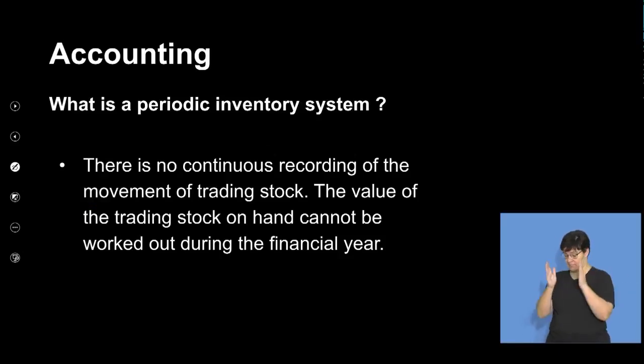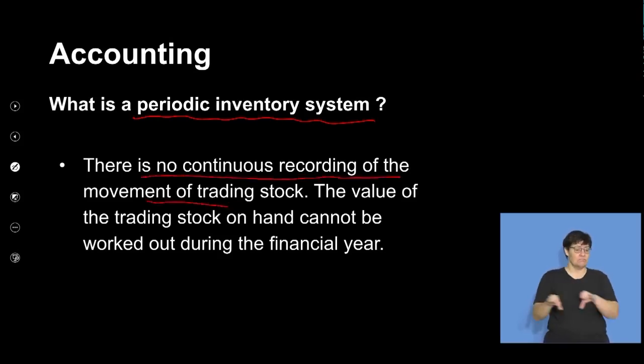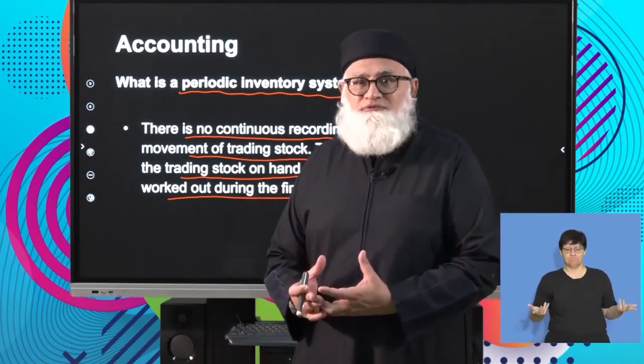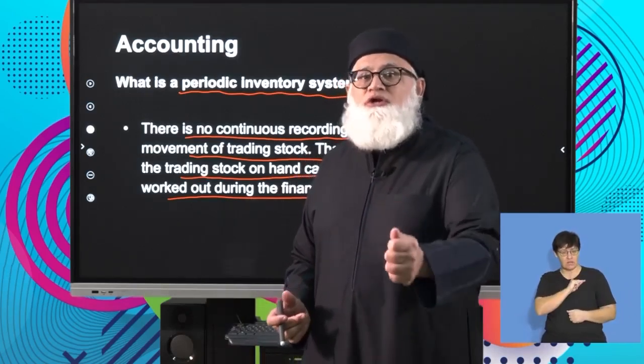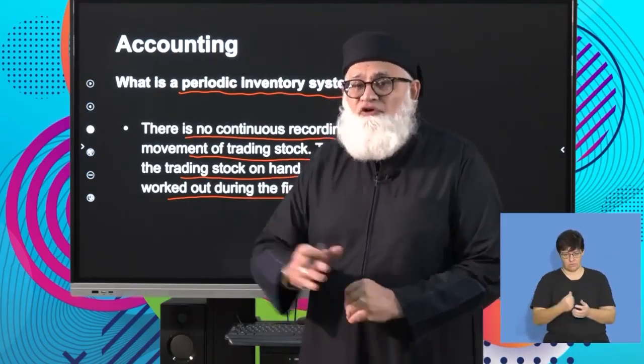Now we come to the other stock system, namely the periodic inventory system. Look at the name. The name gives away what the system is all about. There is no continuous recording of the movement of trading stock. The value of the trading stock on hand cannot be worked out during the financial year. That means you're not keeping a record of the movement of stock, and therefore, in order to calculate the value of stock, it is done periodically at the end of your financial year.